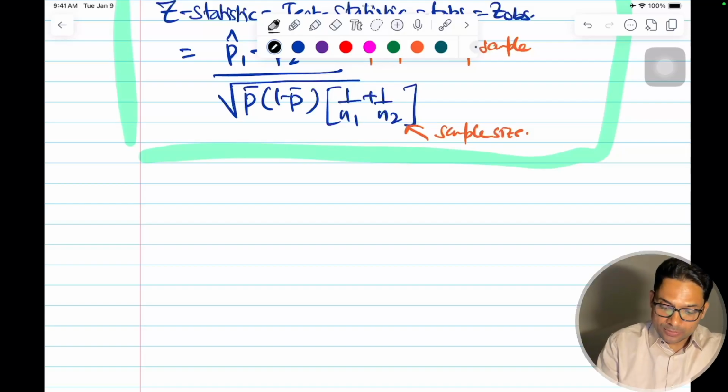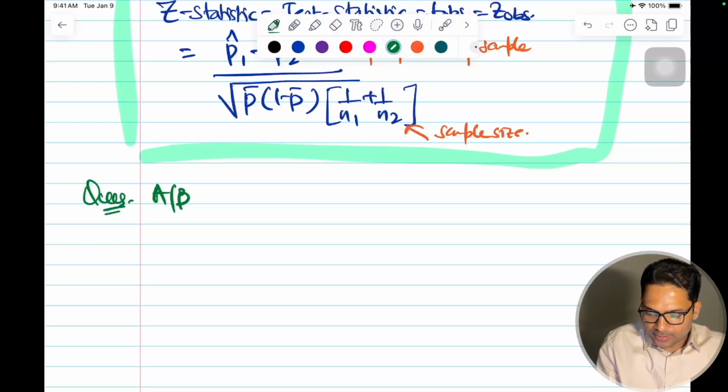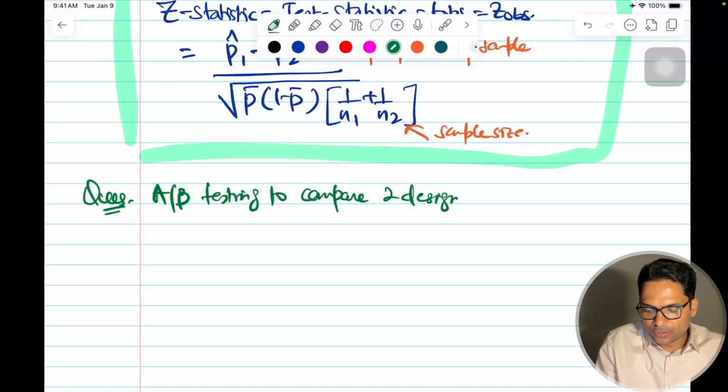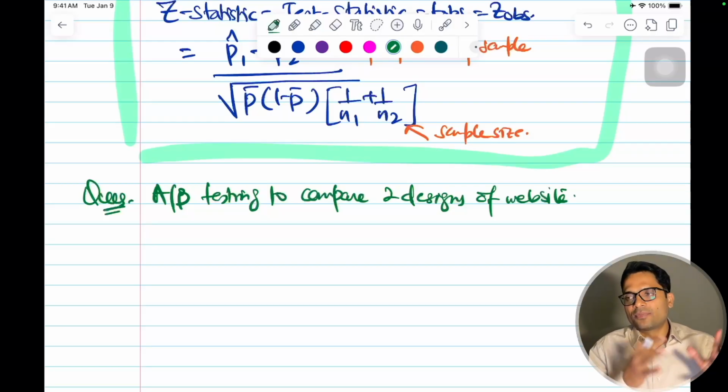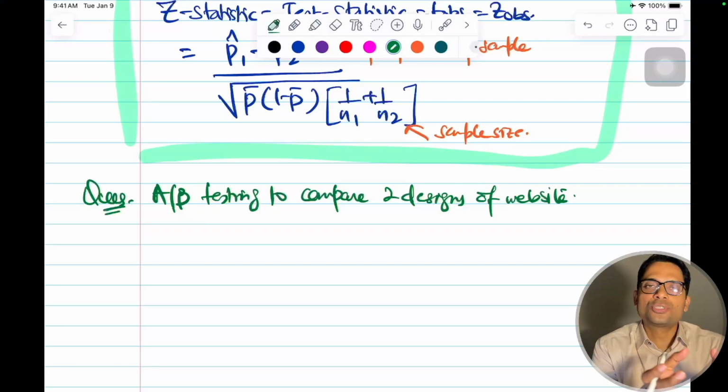So let's do a question. We are doing A/B testing to compare two designs of a website, and we have some data. So from this design, how many users signed up, etc. If I have that data, from that I can do a test of proportion and find out which is a better design.